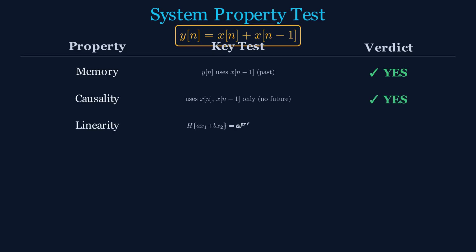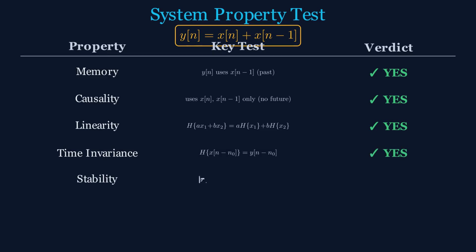Linearity? Yes, H of ax1 plus bx2 equals ax1 of n plus ax1 of n minus 1 plus bx2 of n plus bx2 of n minus 1, which equals aH of x1 plus bH of x2. Time invariance. Yes, shifting x gives x of n minus n0 plus x of n minus 1 minus n0, which is exactly y of n minus n0.